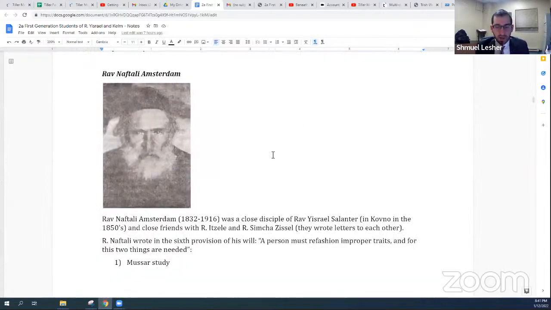I think we do not have any pictures of the other great student of Rabbi Yisrael, Rav Simcha Zissel Breide, the Alter of Kelm, who we will discuss momentarily. But I just wanted to show you some of those photographs. You can see them on your source sheet as well.